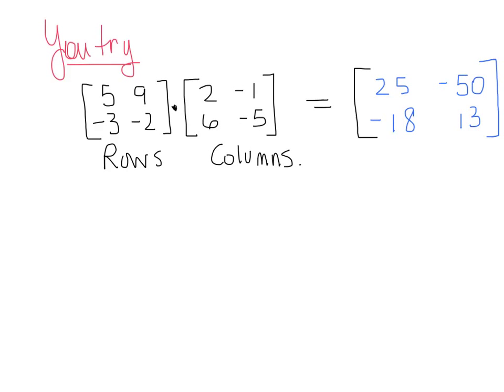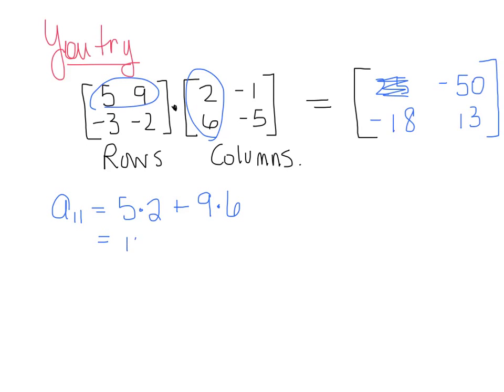I'm going to start with the answer for the element A11. So I will use the first row and the first column together to get 5 times 2 plus 9 times 6. So that gives me 10. Oops, maybe I did it wrong the first time. How'd I do that? First row, first column, 10. Yep, okay, so this is wrong over here. My bad. So that gives me 10 plus 54. That gives me 64 here in the A11. Okay, next one.